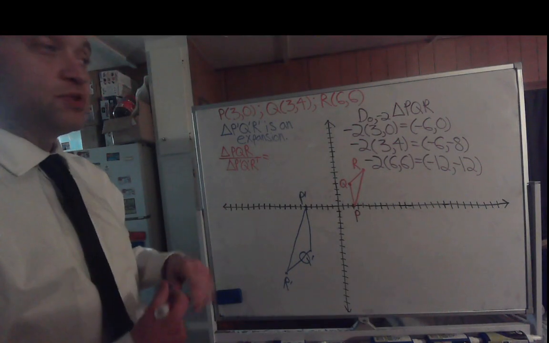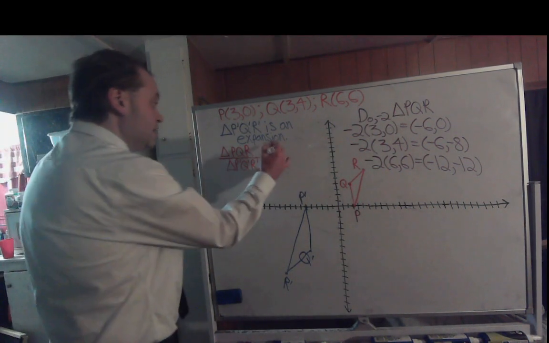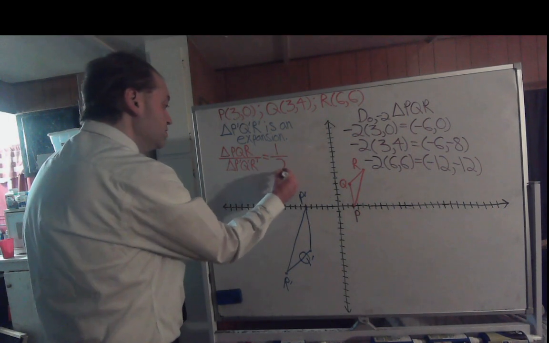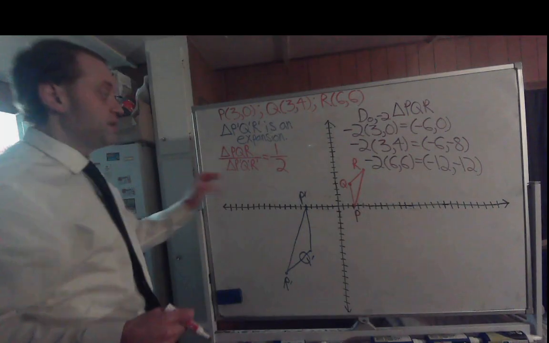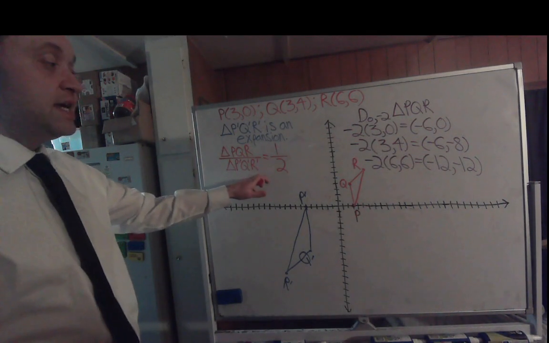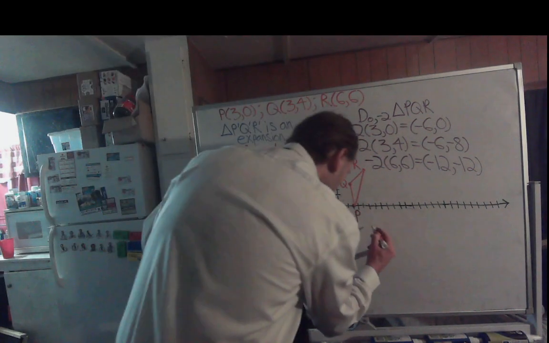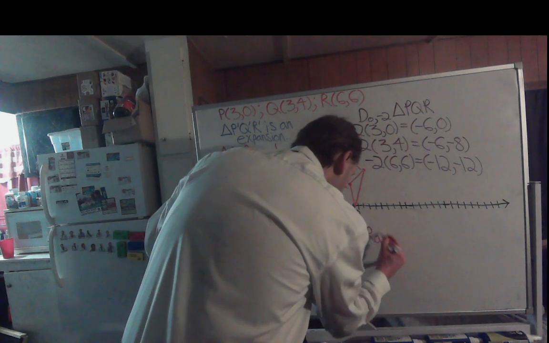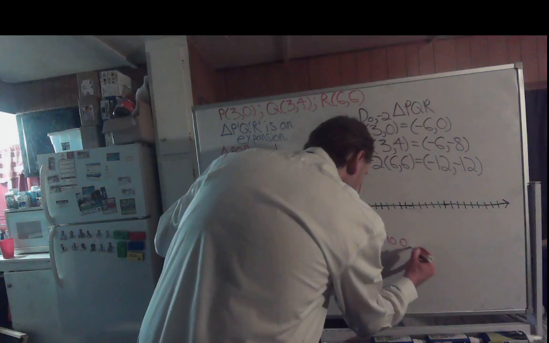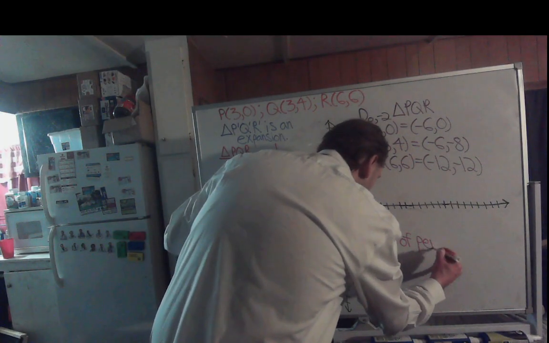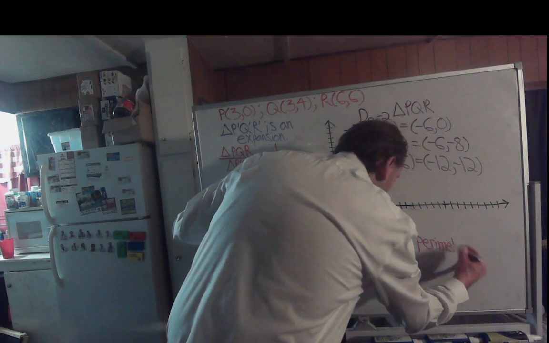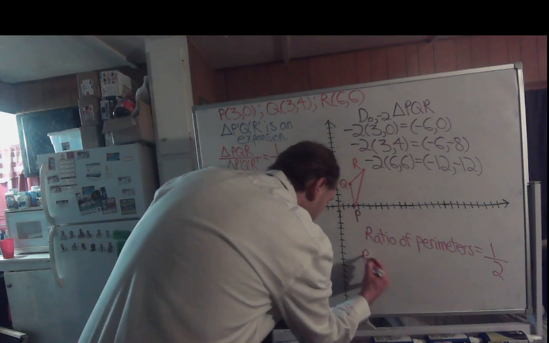To find it, you would just take the reciprocal of 2. You would get a ratio of 1 to 2 for triangle PQR to triangle P prime, Q prime, R prime. It would be in the ratio of 1 to 2. Which would mean then that the ratio of perimeters would be the same as the scale factor for the two shapes, which would also be 1 to 2. So then what's the ratio of the areas?